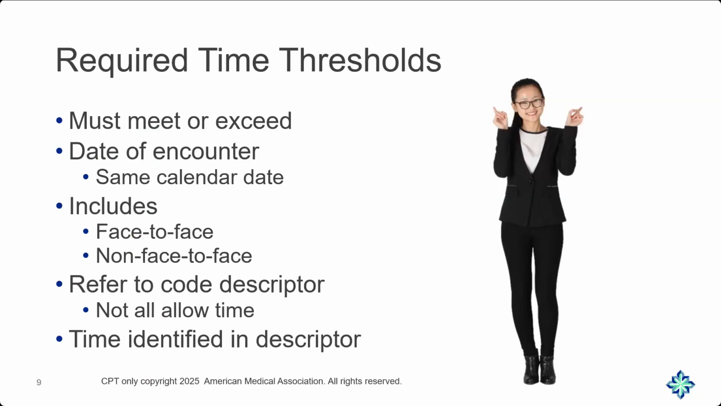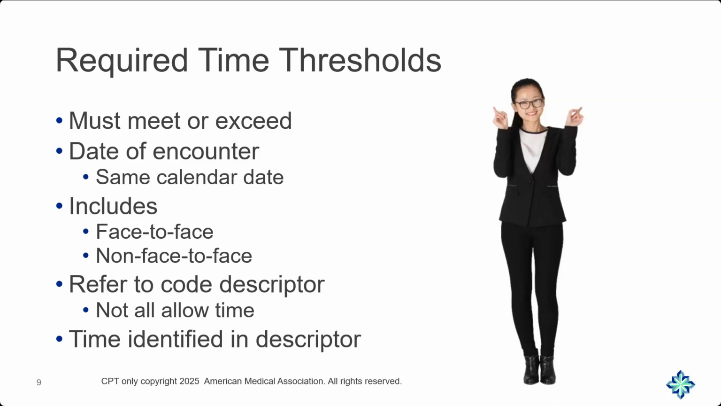So let's look at the required time thresholds. There are requirements for the thresholds of time. As I mentioned, when you're using time, you do need to meet or exceed the time that's in that descriptor. You are looking for the total time of services on the date of encounter. So this means that same calendar date. We will get into prolonged care codes later on in the session today. And with that, you might see some variances from that, but it's specific to the service that's being provided. But typically, when choosing your level of service by time, it is the date of the encounter, the time spent on that date that we're looking at.